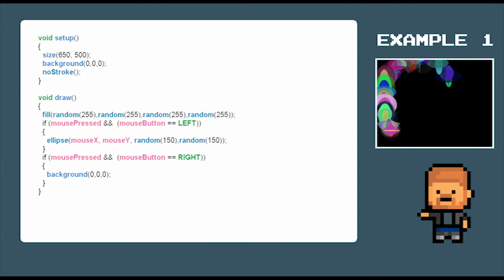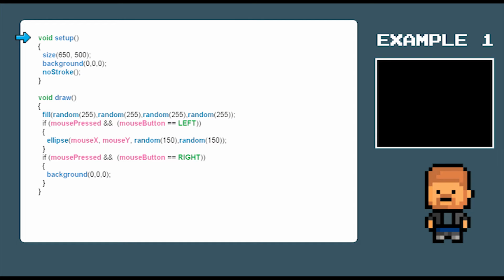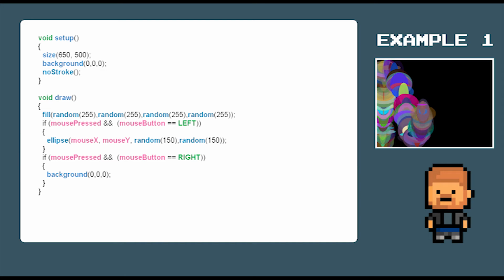Processing is set up into two main areas, the setup area and the draw area. As the program is run, it jumps to the setup area and carries out those instructions first. It only does this once at the beginning of the program. After it has completed the instructions in the setup area, it moves on to the draw area. The draw area loops from top to bottom until the program is terminated. Let's check out the code for this example in more detail.